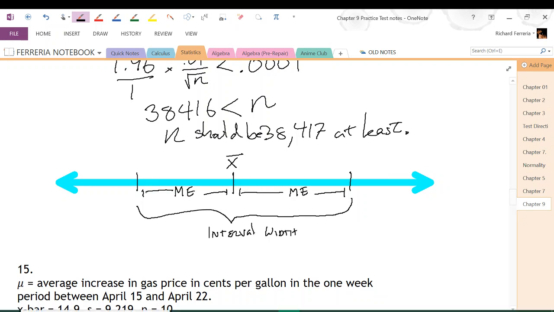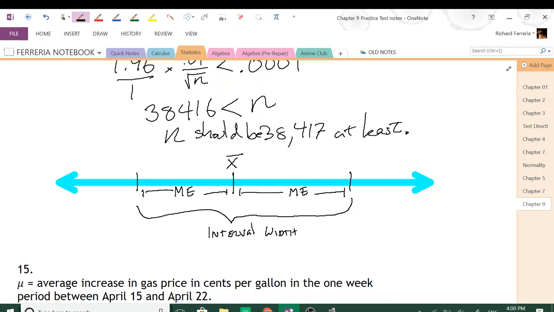So visually looking at that, the interval width is 2 margins of error. That's grammatically sound, right? Margins of error.